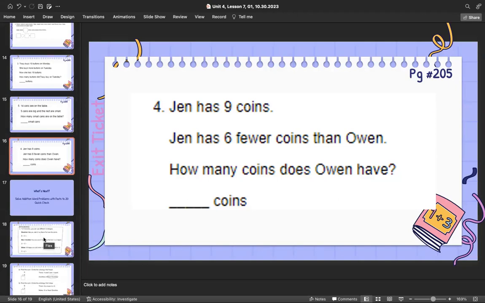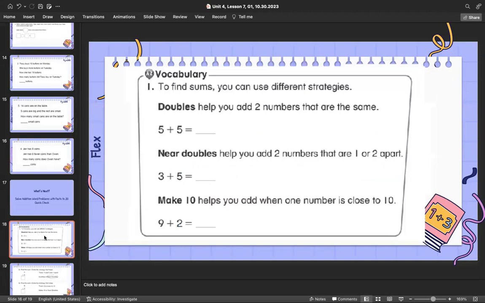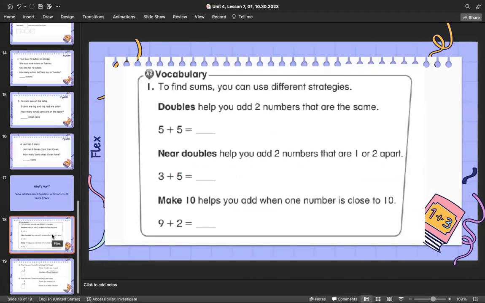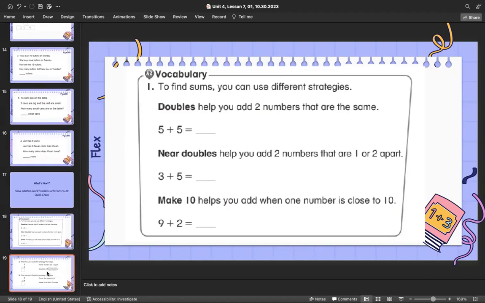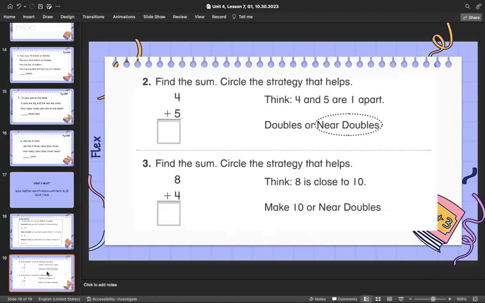You can either stop here after you've done this, or you can go in and do the flex your brain. Again, you're working on doubles, nearly doubles, and make 10. Pause and work out with your Learning Coach. Last but not least, you have your last page. Please pause, work out with your Learning Coach, and I'll see you tomorrow.